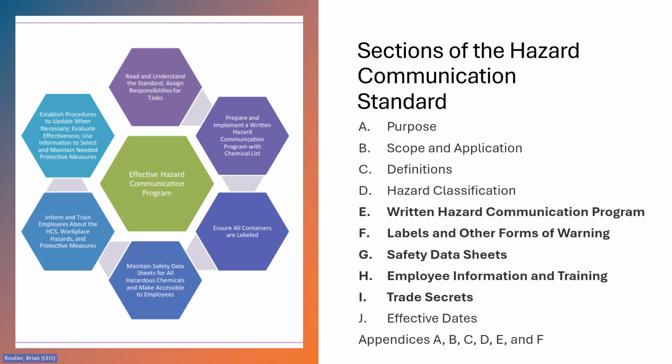Once you have established your program and the necessary elements, it is critical to provide effective information and training to employees who will work with these chemicals about the hazard communication program, hazards in their work area, and measures they can take to protect themselves. As with all programs, procedures for evaluating if the program is being properly implemented and is up to date should be established and followed.